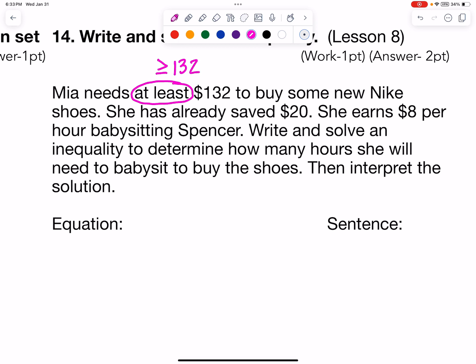So that's my first tip to you: figure that part out and write it down. Now we can figure out the expression on the left side. So she wants to buy some new Nike shoes. She's already saved 20. Okay, so that's happened. And she earns $8 per hour babysitting Spencer. I know per typically means multiply. And am I adding money or losing it? Well, I'm gaining more money. So we're adding $8 per hour. Write and solve the inequality, done, then interpret the solution.